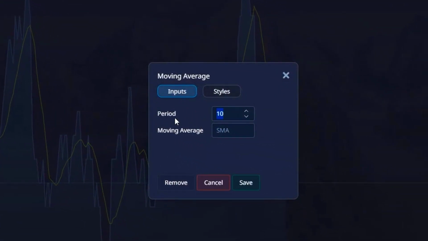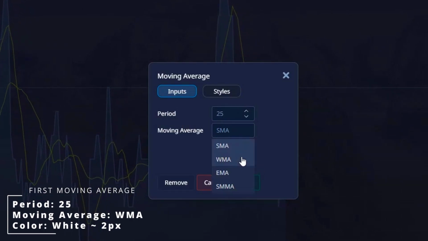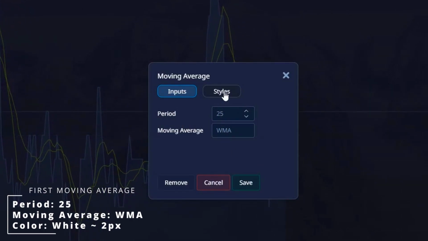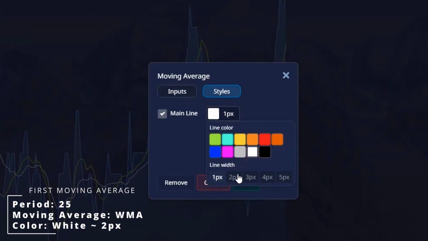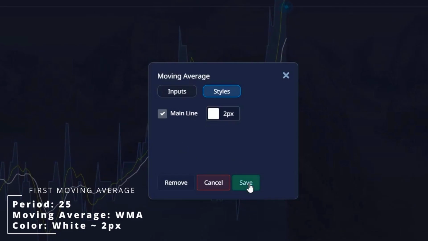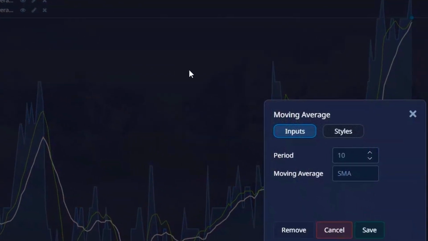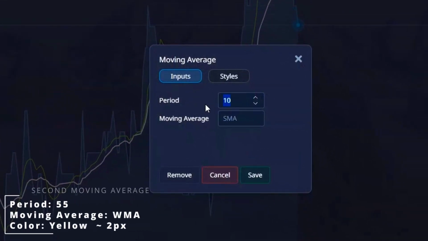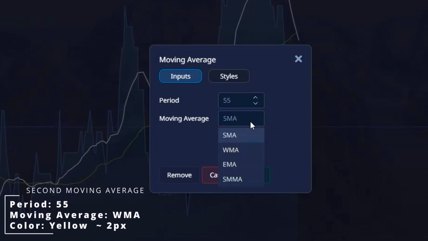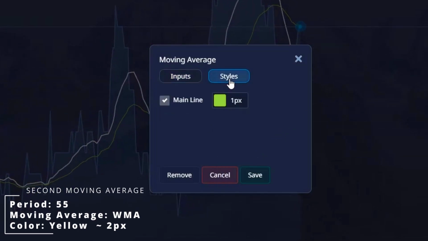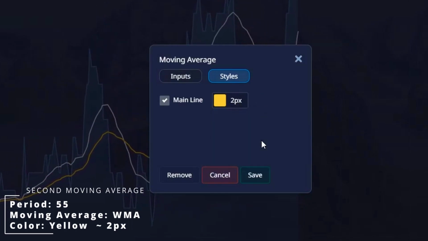Okay, for our first moving average, we're going to set the period to 25 and the moving average to WMA. And for the styles, let's go for white and 2 pixels. Then click save. Now let's edit our second moving average. For the period, we're going for 55 and the moving average to WMA also. And for the styles, set it to color yellow and then 2 pixels and then click save.